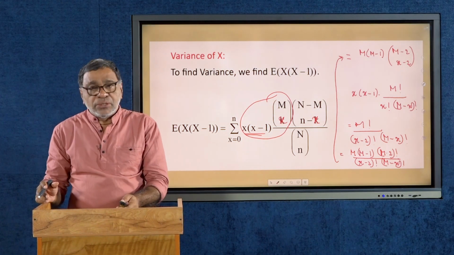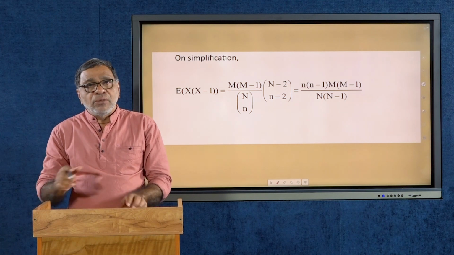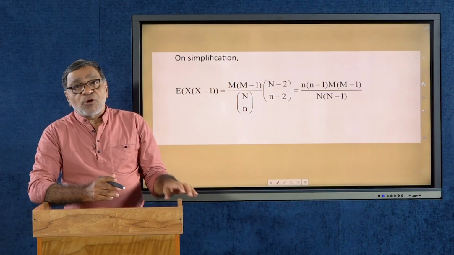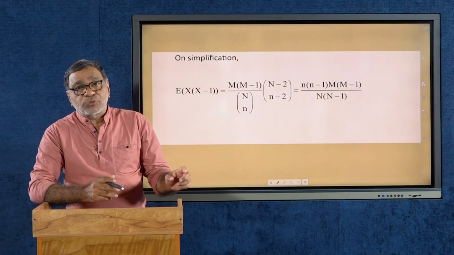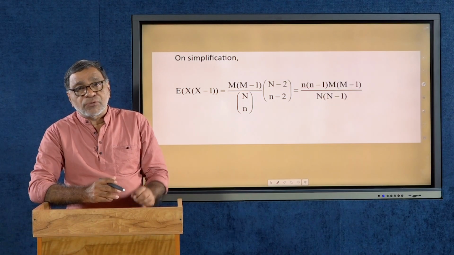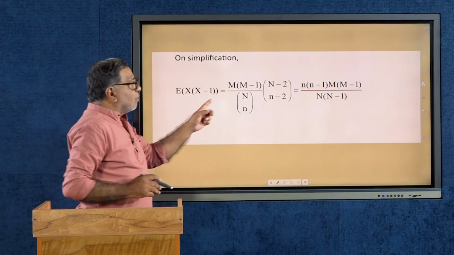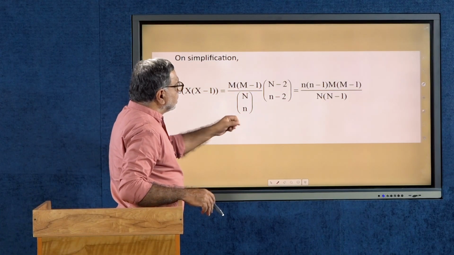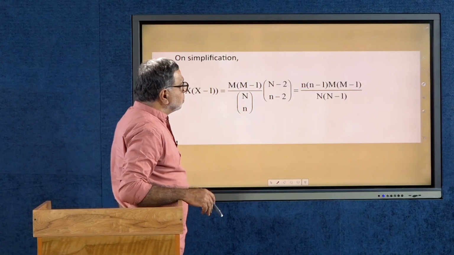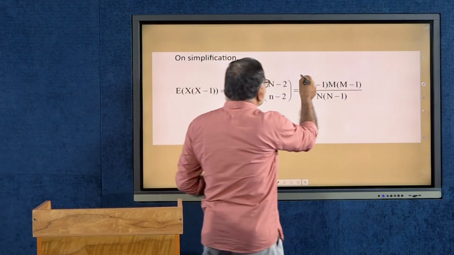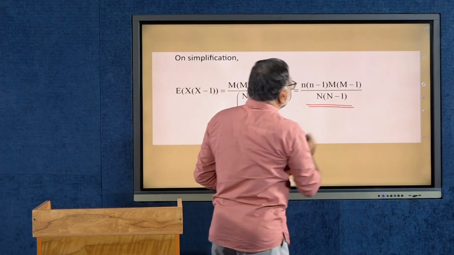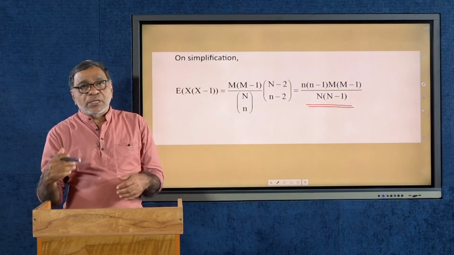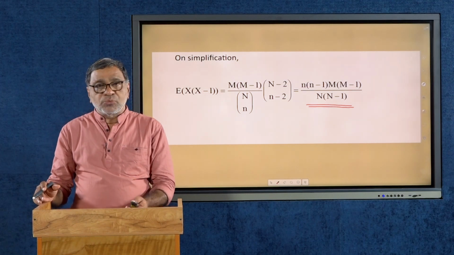So after this, by making the sum over all x values of f of x equal to 1, on the basis of that we can have the value of the expectation of x into x minus 1 is equal to M into M minus 1 divided by NCn times N minus 2 C n minus 2. And that is simplified, you get n into n minus 1, capital M into M minus 1, capital N into N minus 1. See, this is the expectation of x into x minus 1.